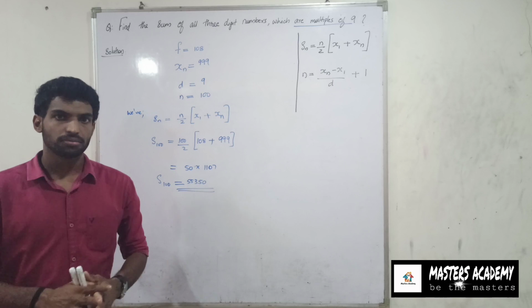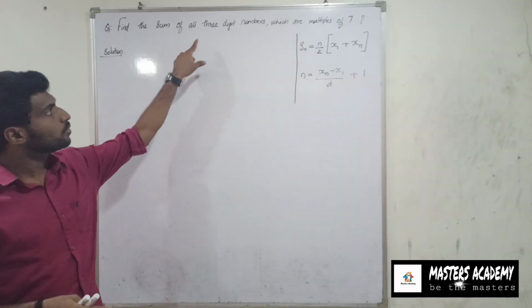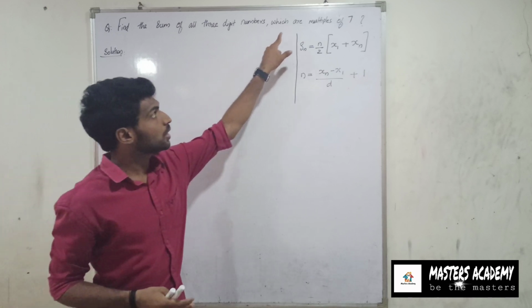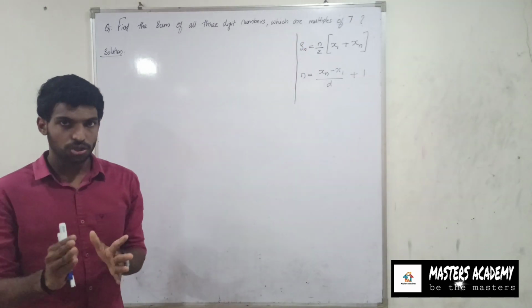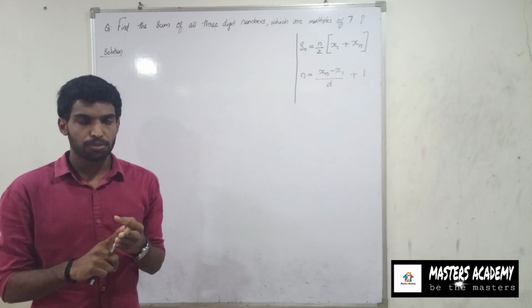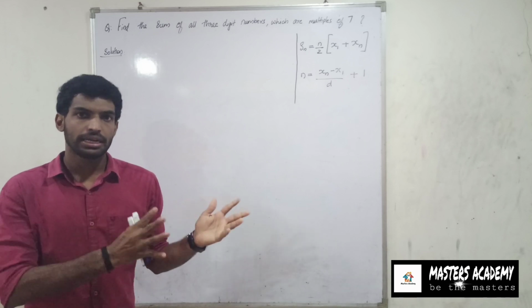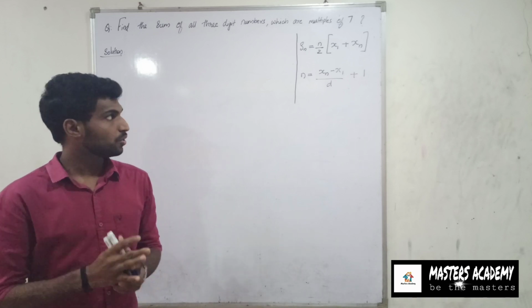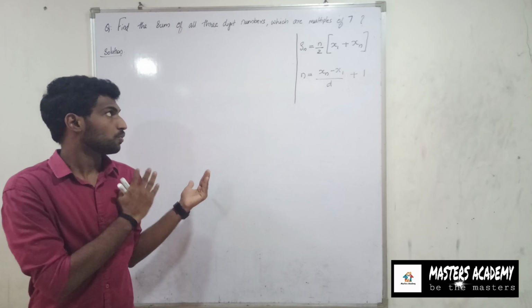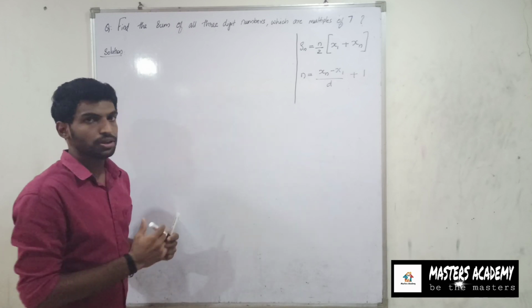On to another similar type of question. Listen carefully. Find the sum of all 3-digit numbers which are multiples of 7. As usual, first we have to find out f, xn, that is last term, and number of terms. Common difference is already given, that is multiples of 7 means d equal to 7. I am doing this particular question a little bit fast, so listen. First we have to find out f.